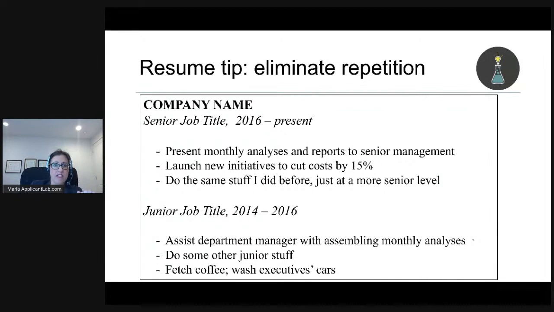Another way to eliminate repetition, if you have been at the same company for more than one job title, a lot of people will do something like this. They'll sort of break it out. They'll have company name at the top, and then they'll have, here's my most current job title, and then here's the more junior one. Here, when I started off, I was a junior whatever, and here's the junior things I was doing, but now I'm a more senior whatever, and look at the more senior things I'm doing. If you've been in the same company with similar roles, I advocate stacking the job titles.